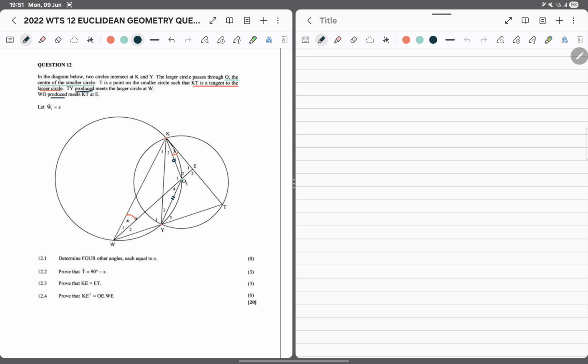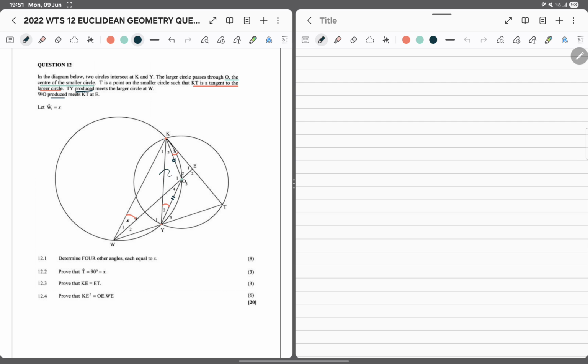All right, so these are very important pieces of information, and we are told to let W1 equal x. It's already indicated. Okay, what can we do with all of this information? Please don't read the questions as yet. Just get into the diagram a bit more. Inspect. So if we look, this angle is equal to this angle as well. So Y, these are angles in the same segment subtended by chord KO of the larger circle.